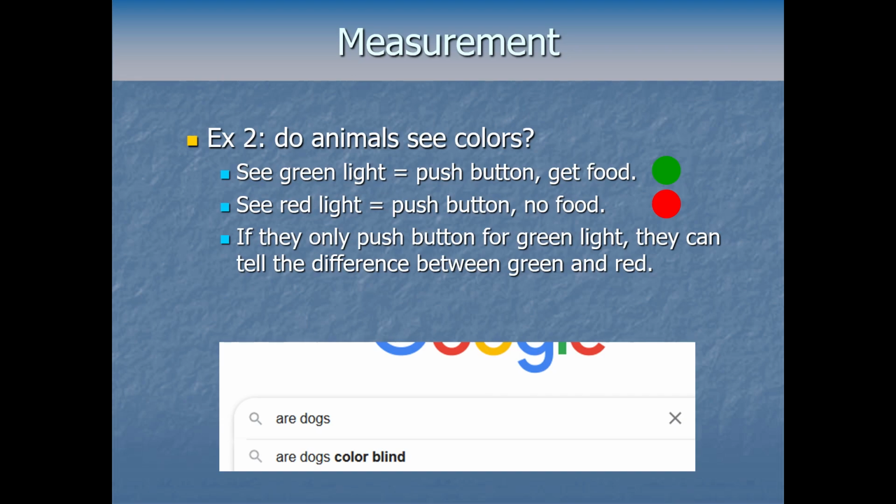If the dog is able, after some experience, to respond to the green light and not to the red light, then we know it can discriminate between them. We've started to answer questions about what a dog can see. All because behavior is a way that allows us to find out what's happening psychologically.